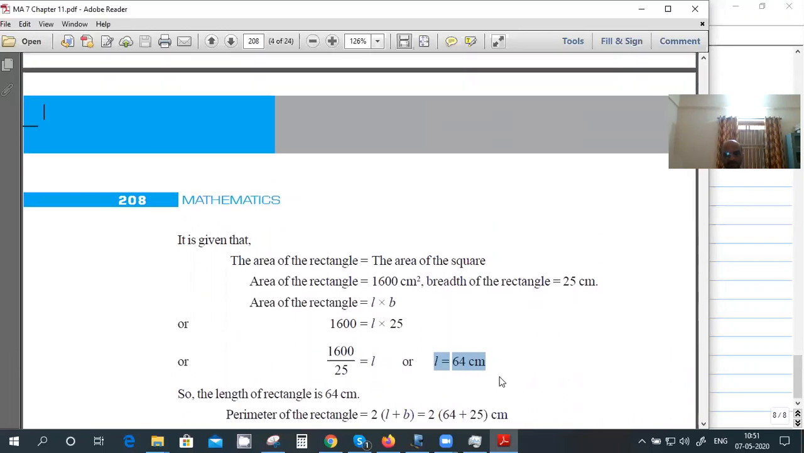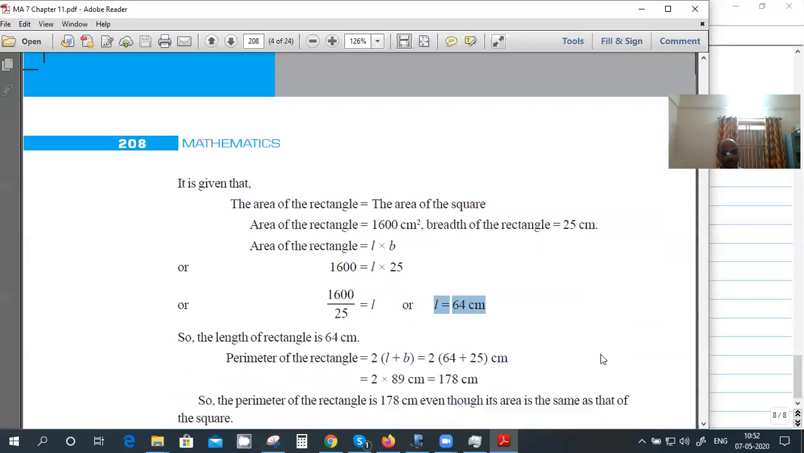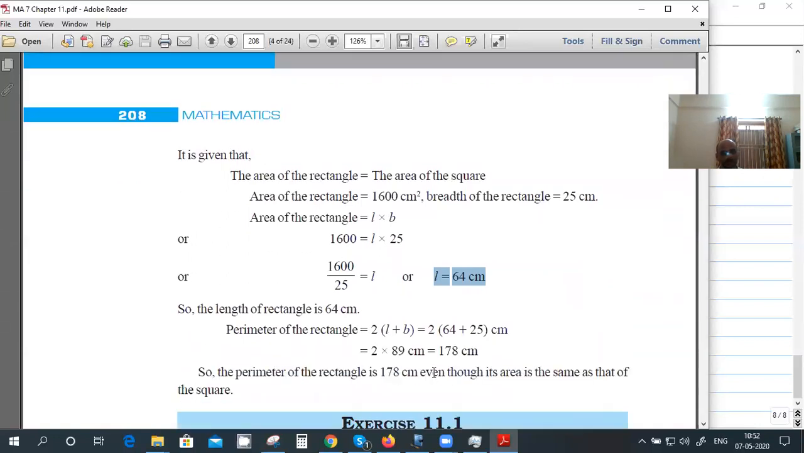What is the perimeter? 2 into L plus B. Yeah. What is the answer? 2 into 89. So 178 centimeter. Right. So the perimeter of the rectangle is 178.